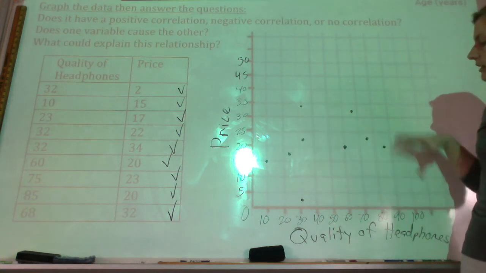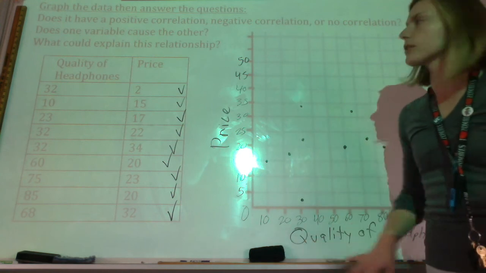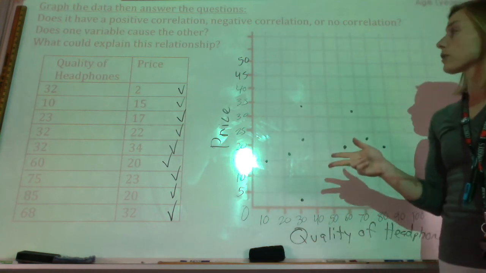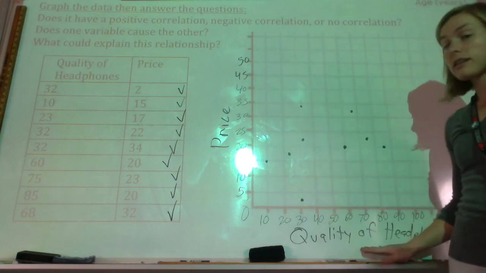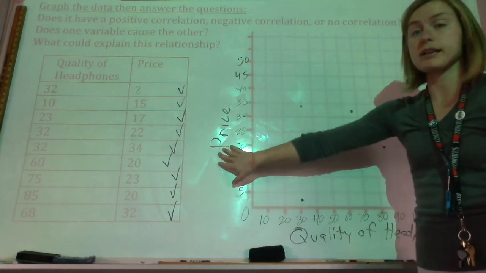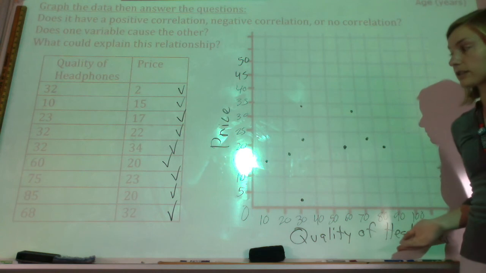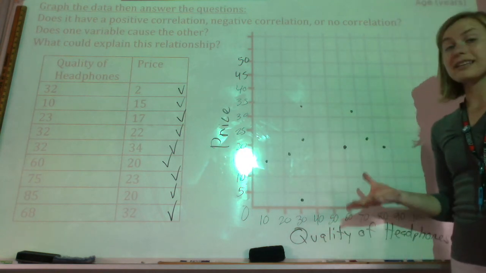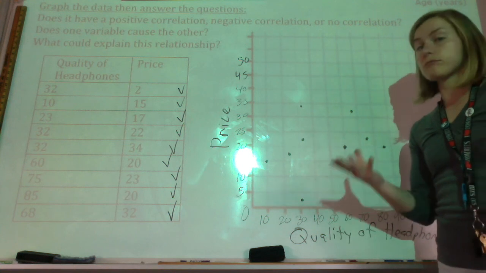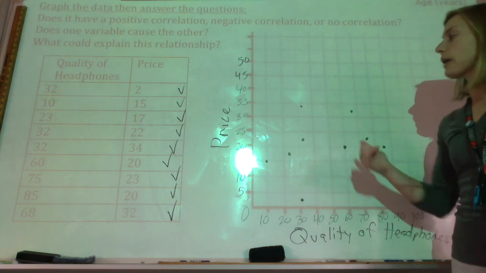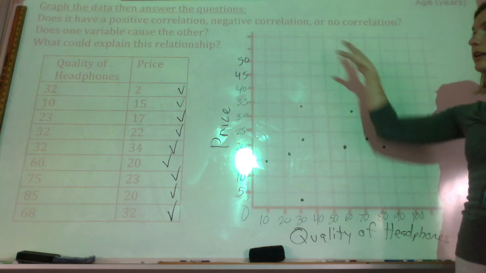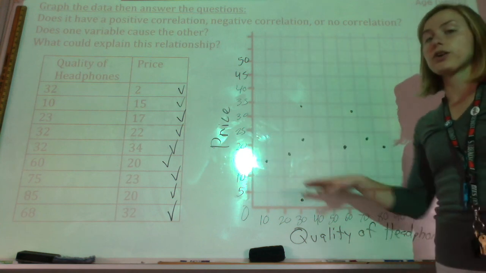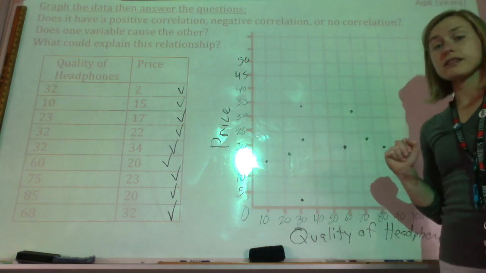So now we can take a look at just what we have going on. And we need to answer the questions if it's positive, negative, or no correlation. Does the quality of the headphones cause what the price is? And then what can actually explain this sort of relationship then? So I'm actually going to let you finish this up because you've seen me show you this 2 times. So answer for me what kind of correlation this is, if these cause each other, and then what actually could explain this relationship. And that's it for this lesson.